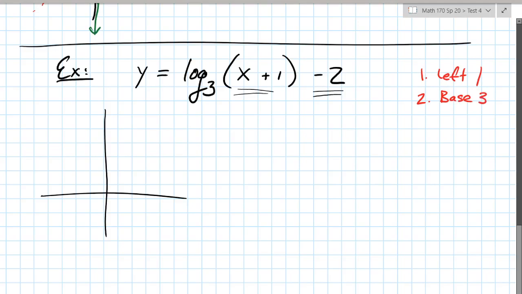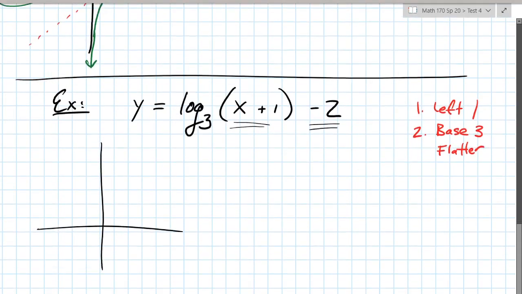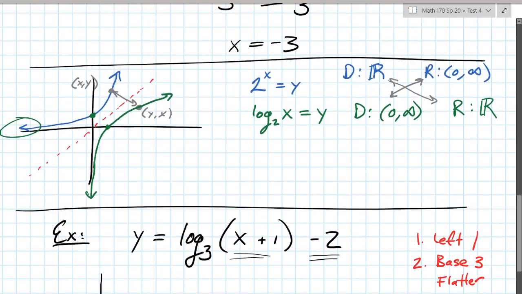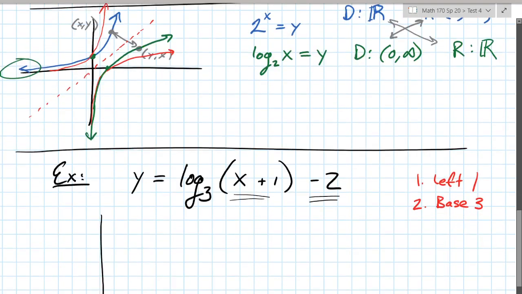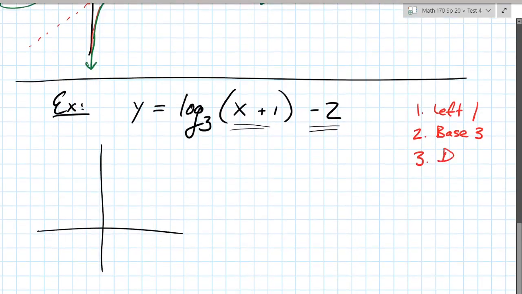The base of 3 means it's going to be a little bit flatter, more flat, because if you think about exponential functions, if I had a base of 3, that would make the exponential function steeper. So a log with a base of 3 will be flatter. Next, we see the negative 2, and that's going to make everything go down by 2.